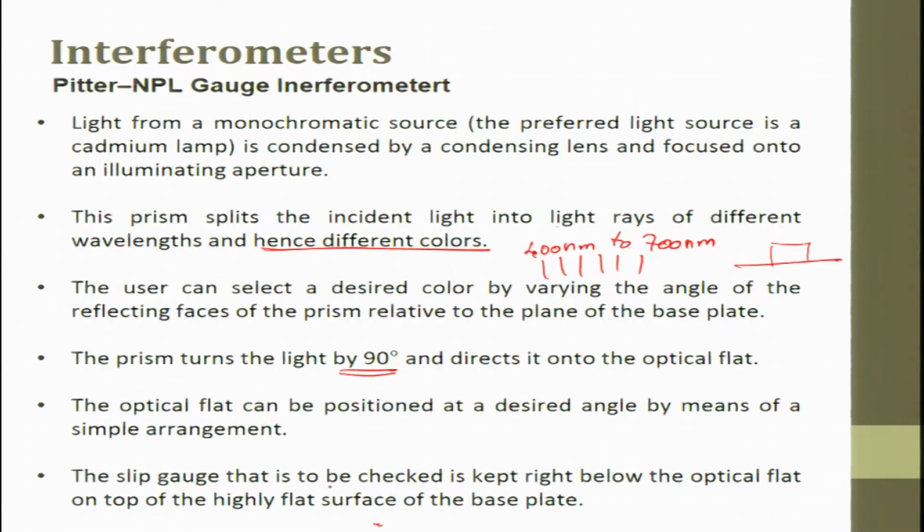The slip gauge that is to be checked is kept right below the optical flat on top of the highly flat surface of the base plate. So, when you do all these measurements, you should make sure the base plate is also perfectly flat. If there is a small variation in the base plate, that will in turn be amplified when you keep a slip gauge on top of it.